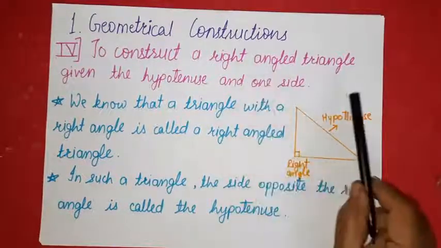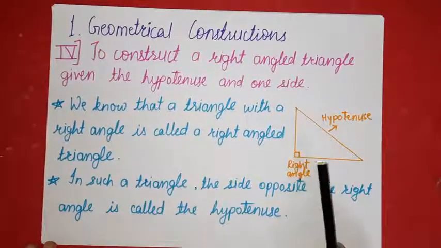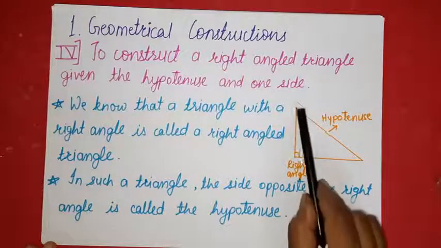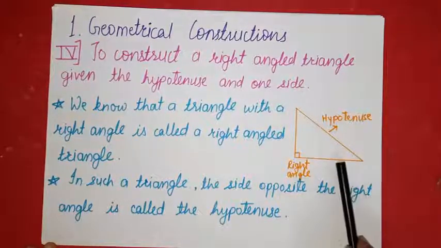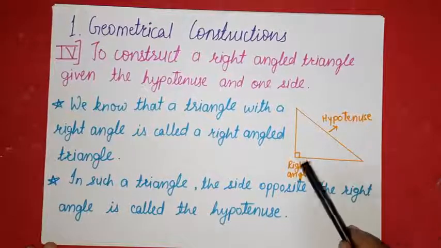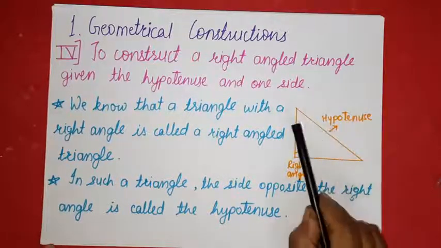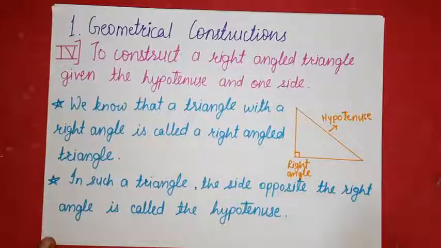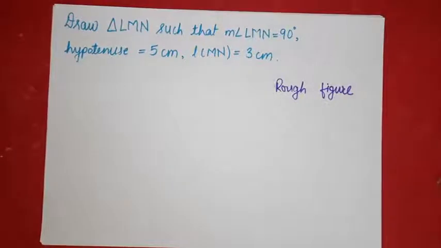So first of all, let us see what is a right angle triangle. We know that a triangle with a right angle is called a right angle triangle. So now in this triangle, this is the right angle, so this is the right angle triangle. In such a triangle, the side opposite to the right angle is the hypotenuse. And these two remaining sides are the sides forming the right angle. Now, let us see the solved example first.